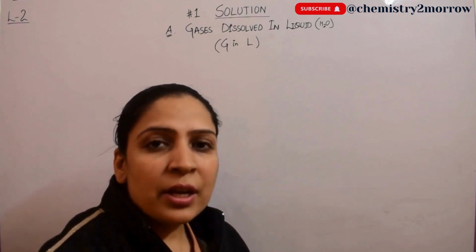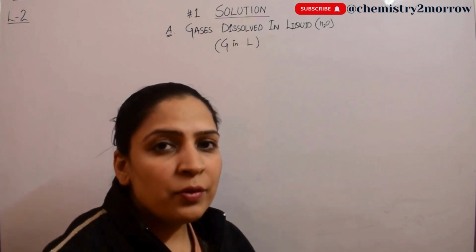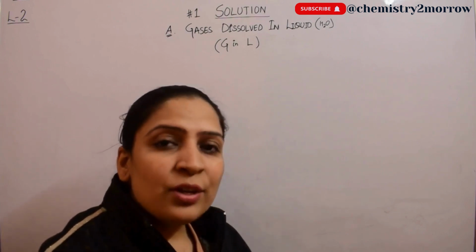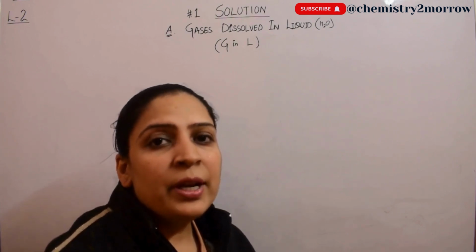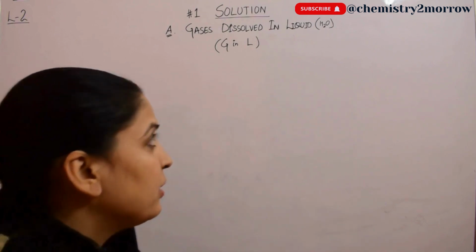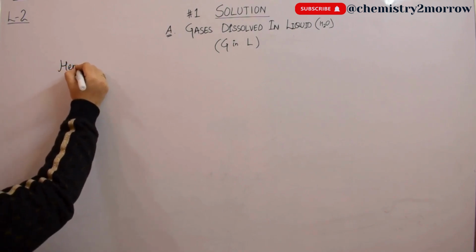So today we are going to continue the unit solutions and we are going to start with gases in liquid solutions. So here gas is a solute and liquid we are considering water as a solvent. So this kind of solution was explained and formulated by Henry and it is known to be explained by Henry's law.